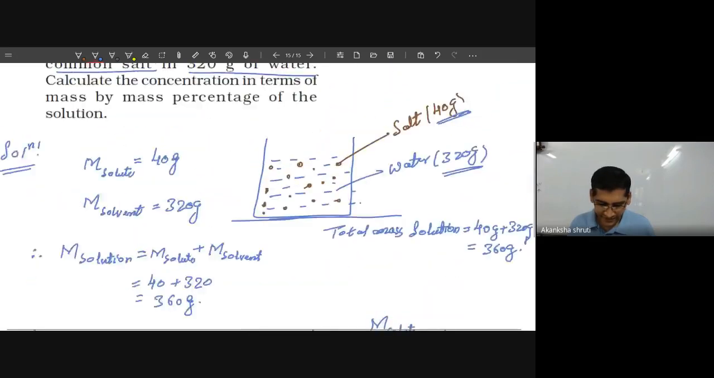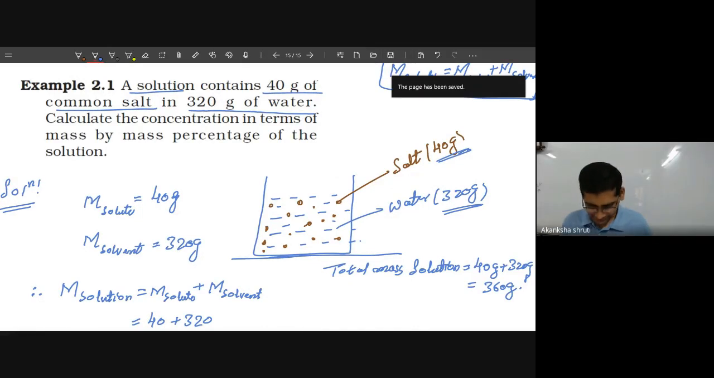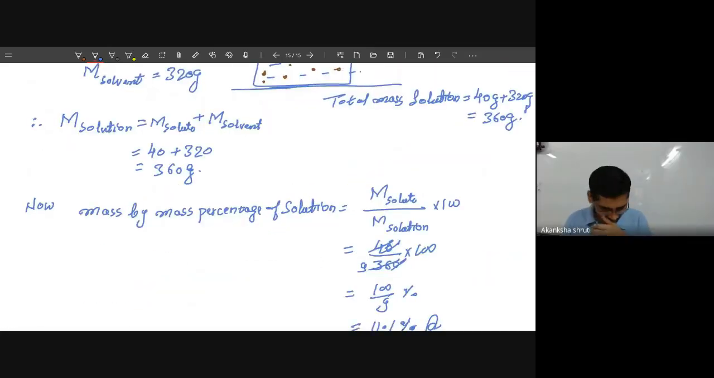So the question is very simple. I hope you people can do this kind of question. Students, any doubt in this? Otherwise, we have finished this solution. No doubt, sir.